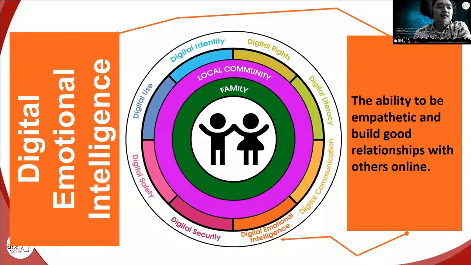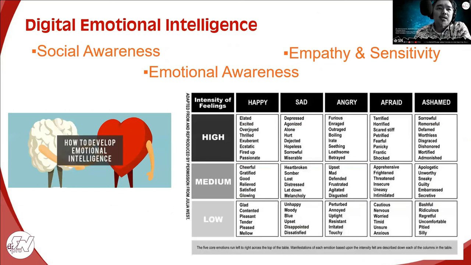Okay, the next one, digital emotional intelligence, the ability to be empathic and build good relations with others online, especially when we talk about social awareness, emotional awareness, empathy and sensitivity. Empathy and sensitivity relate to the ability of our generation to understand and share the feelings of another. They try to understand how others feel, so that they don't do hurtful things to others.